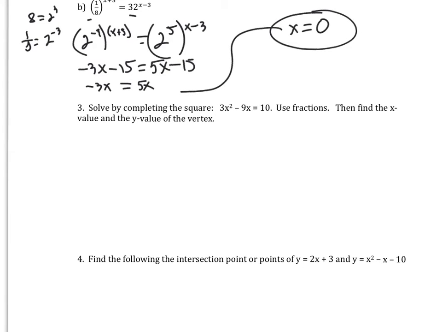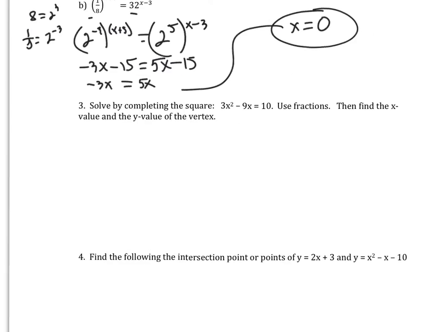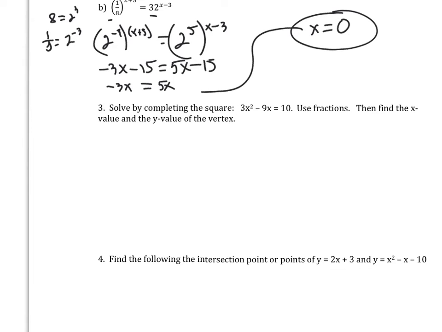Okay, solve by completing the square, use fractions, find the x value and the y value of the vertex. All right, so let's first divide everything through by 3 here. So we're going to get x squared minus 3x is equal to 10 thirds. We're going to add half of negative 3 squared, so we're going to add negative 3 over 2 squared to both sides.